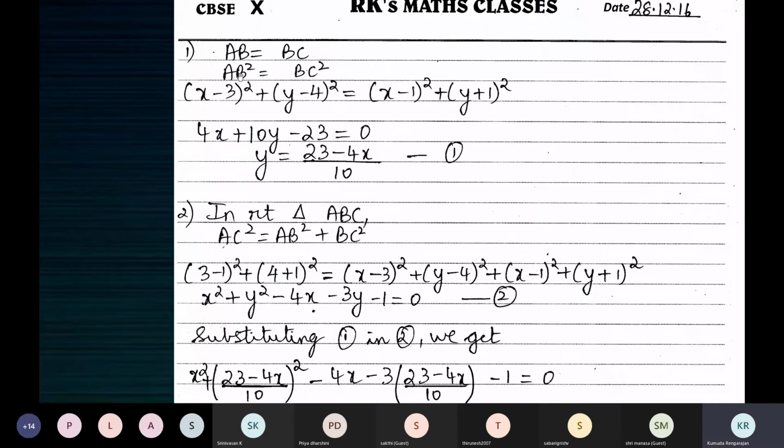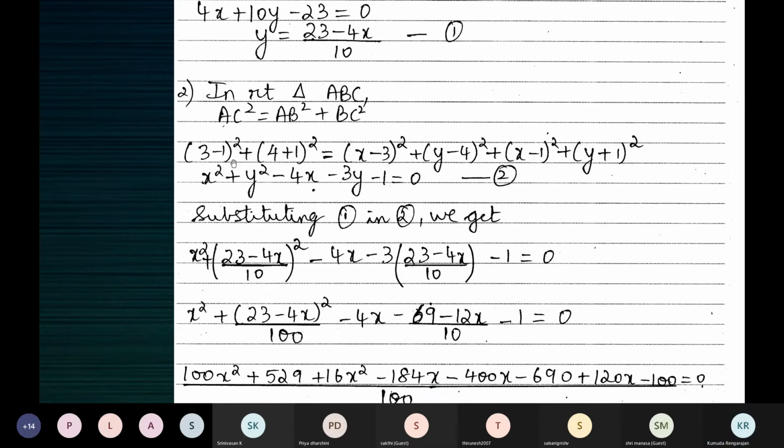AB is equal to BC, AB square is equal to BC square. Yeah, like this. You get a linear equation in x and y. You can stop here. Now then take up the right triangle ABC, Pythagoras theorem. And this is just the distance formula. AC square is this, AB square, BC square.